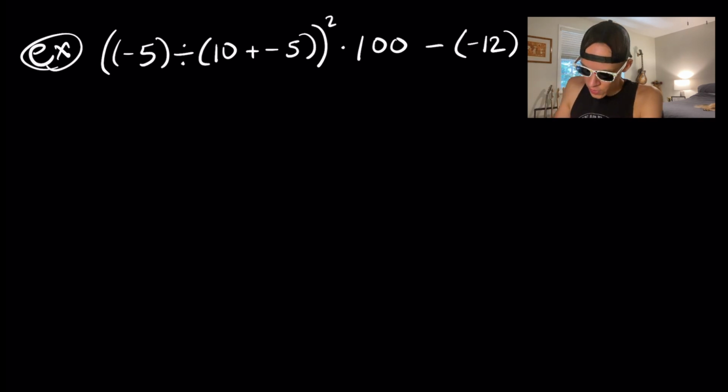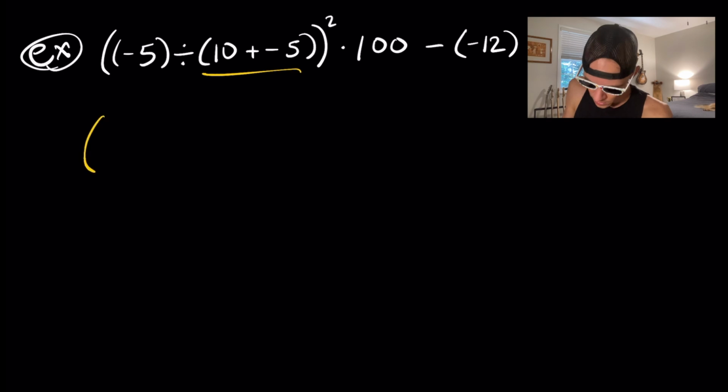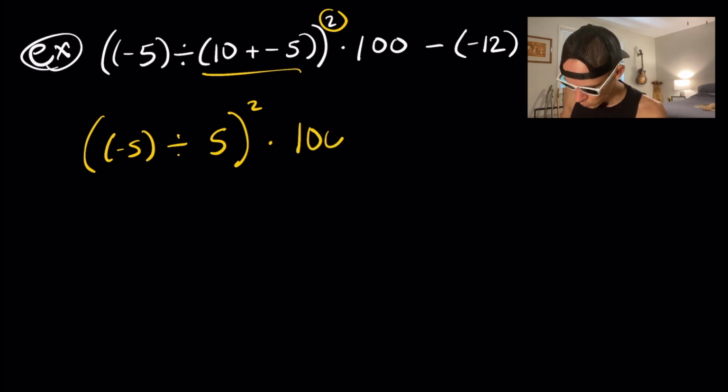So again, whenever you have parentheses within parentheses, that's where you want to start, and we got some right here. So 10 plus -5. All right, adding a negative is like subtracting a positive. So instead of 10 plus -5, I can think of it as 10 minus 5, which is 5. So I'll have -5 divided by 5. And then all of that squared, times 100 minus -12.